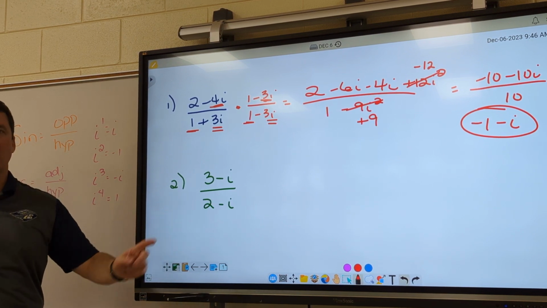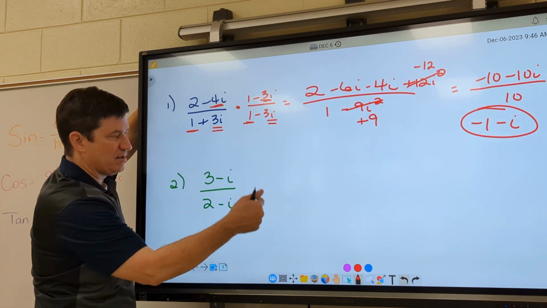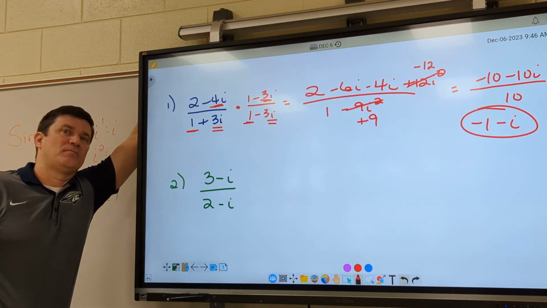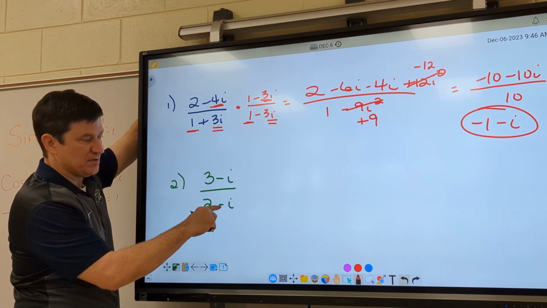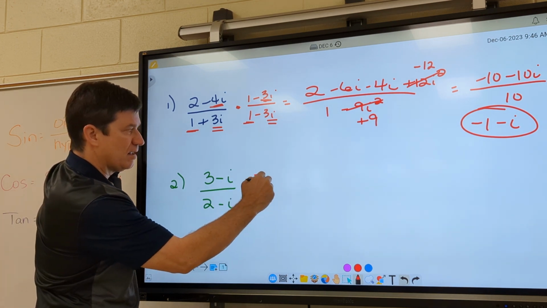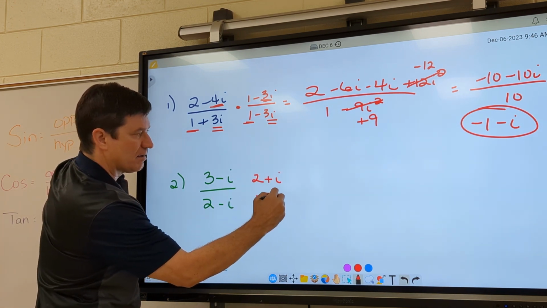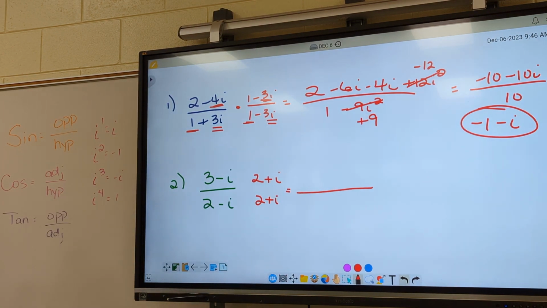You can't have an i on the bottom. So what do I have to multiply both sides by to get the i off the bottom? All right, look, it's easy. The bottom, you just flip the sign in front of the i. So we're going to use 2 plus i, 2 plus i. All right, so all y'all have to do is flip the sign. It's called the conjugate. All right, y'all foil the top, do the bottom. Let's see what you get.